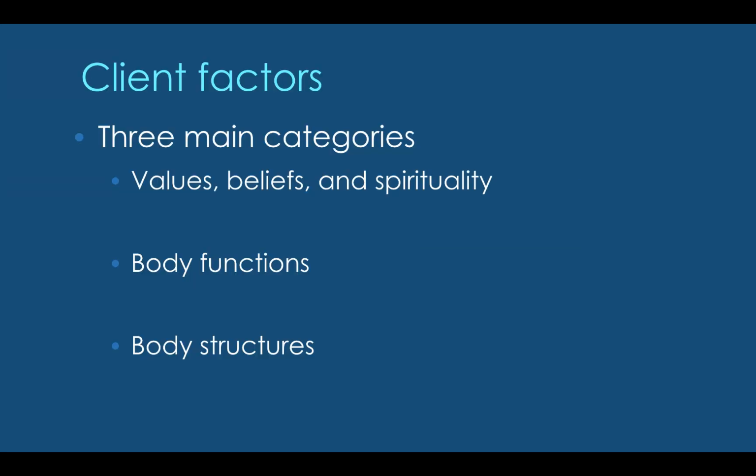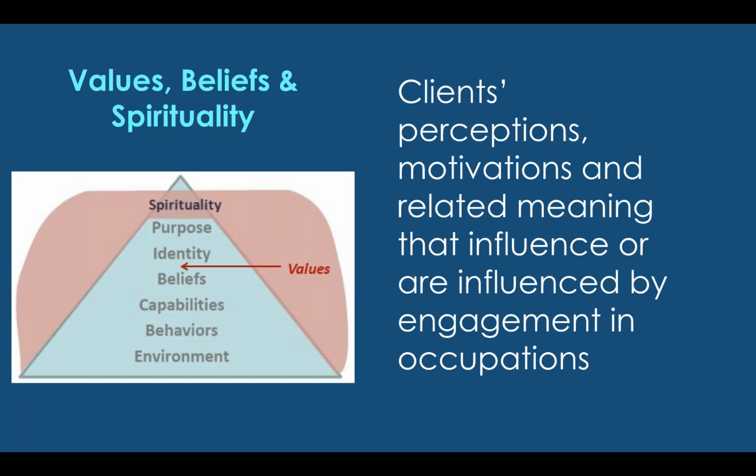So when we talk about client factors, there's three main categories that we have to talk about. One is values, beliefs, and spirituality. The second is body functions, and the third is body structures. We're going to talk a little bit more about each of these sections.